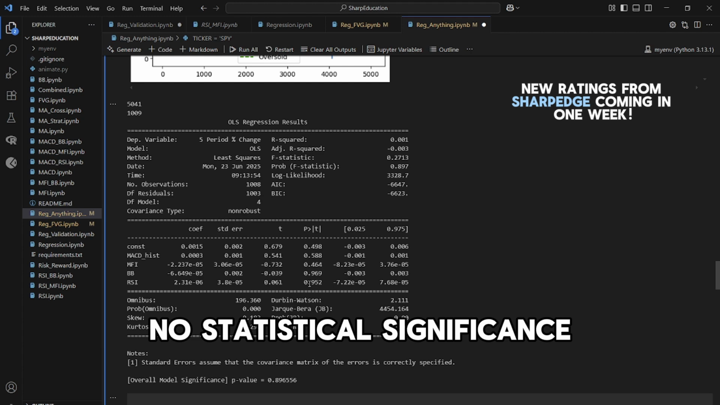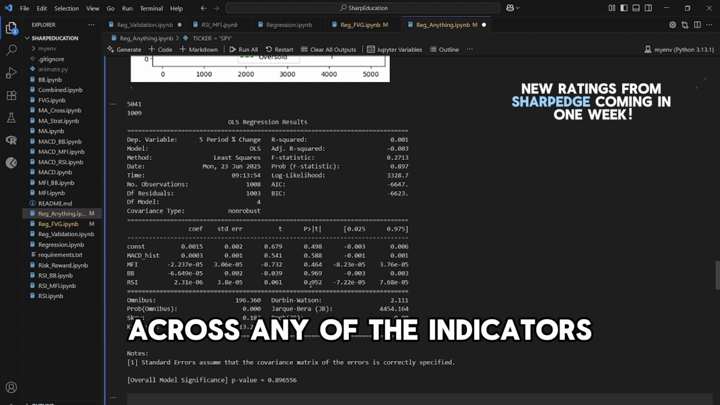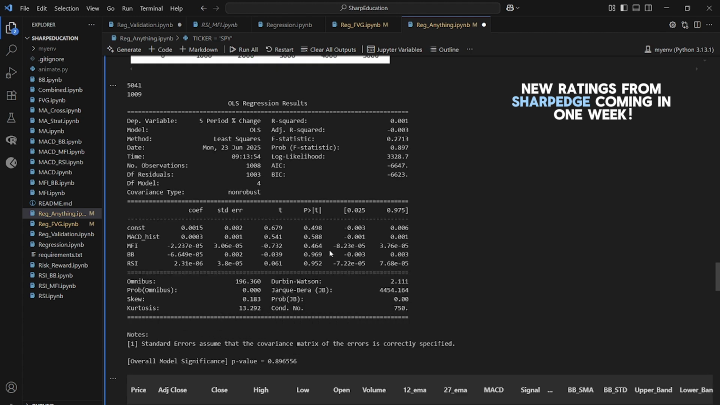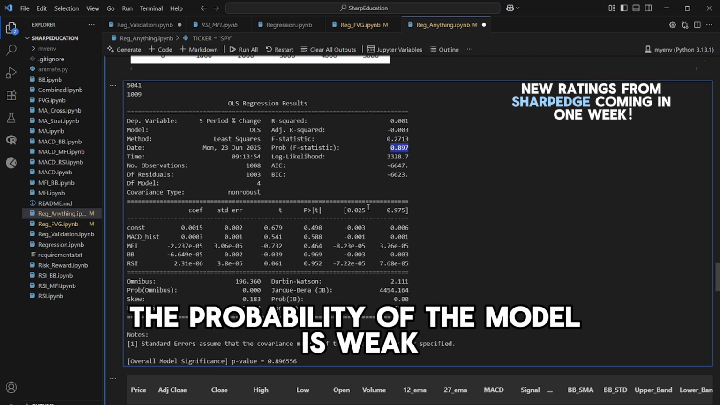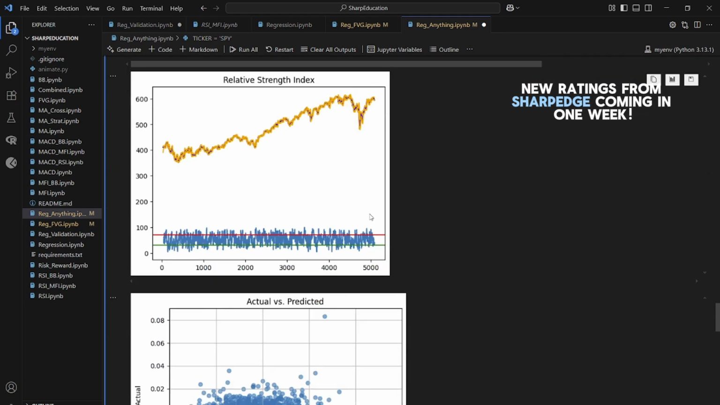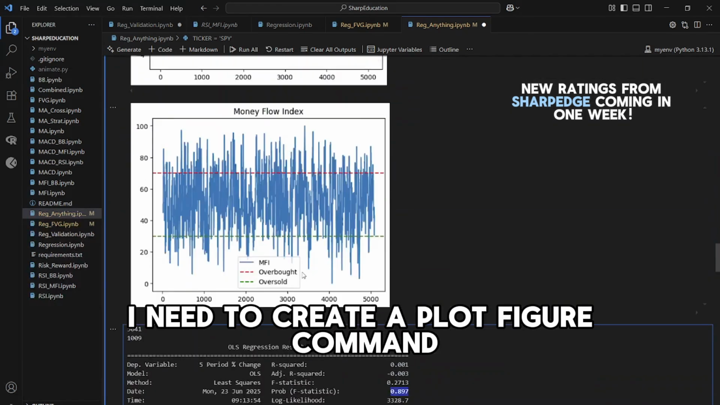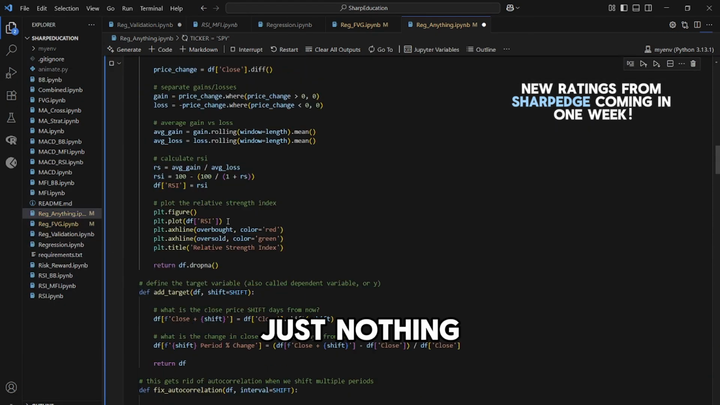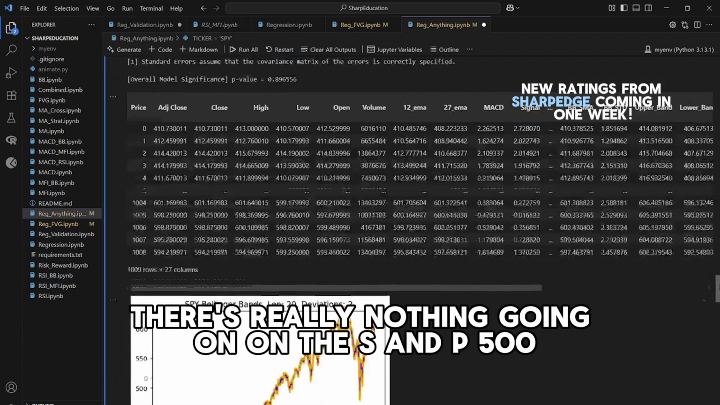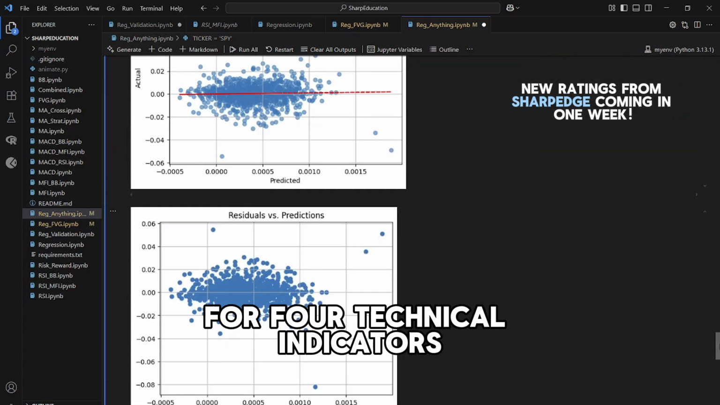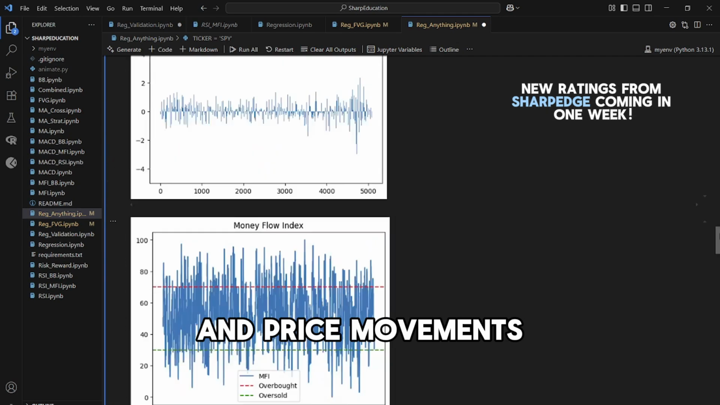No statistical significance across any of the indicators when the rest are held constant. The probability of the model is weak. I need to create a plot figure command. Just nothing. There's really nothing going on the S&P 500 for 4 technical indicators and price movements.